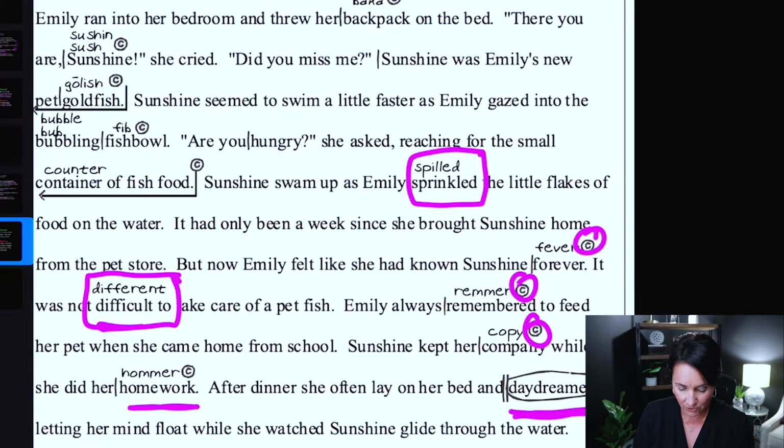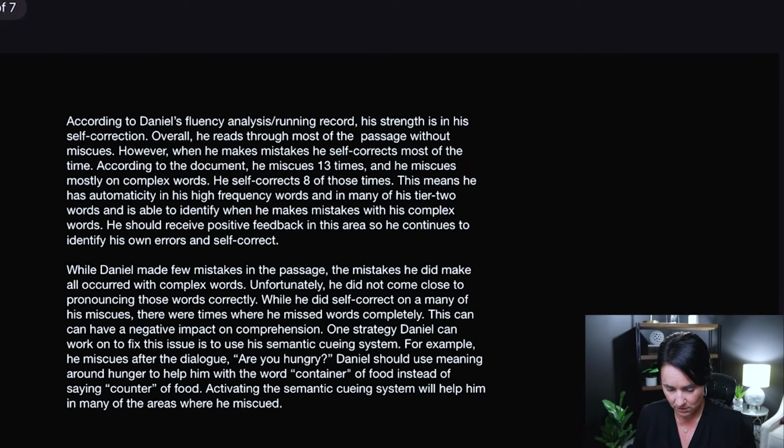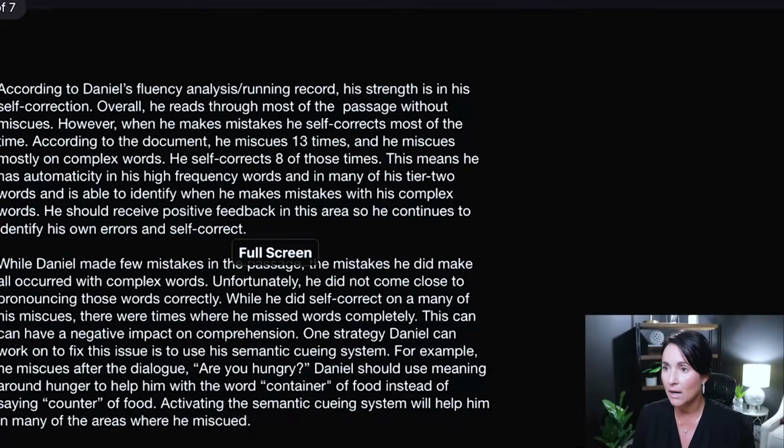So let's see what that looks like when we write our paragraph. Whoa, that's a little big. Let's go back out here. Sorry about that.